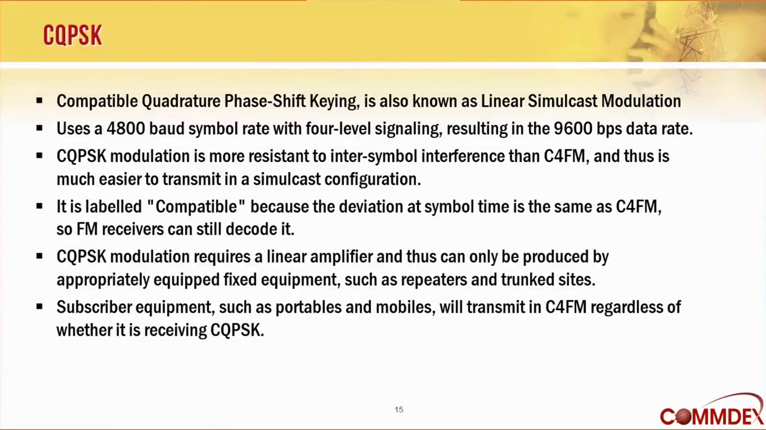CQPSK is a modification on that, and again, it's a 2-for-1 symbol rate. It's compatible with C4FM, requires a linear amplifier, and that is more expensive to produce, and that's why it's normally only used on the outbound side for P25 transmitters on the downlink. The subscriber equipment, however, will be operating in standard C4FM.